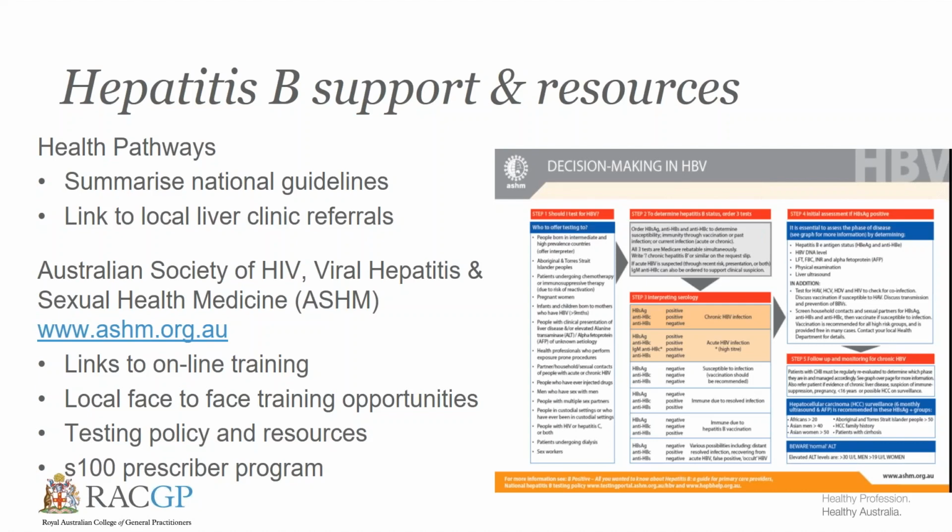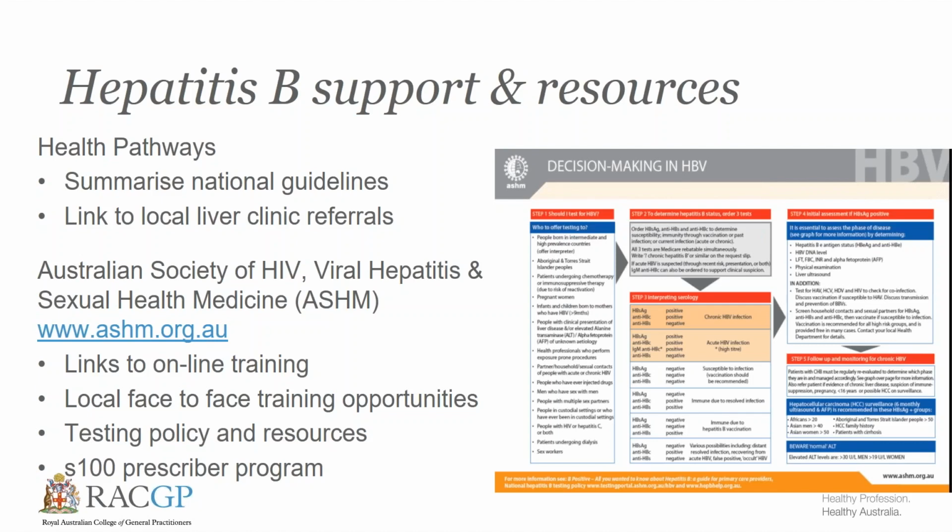The other thing, and this is a resource that's in the handouts tonight, so there's a link there to it that you can download, is from the ASHM, the Australian Society of HIV, Viral Hepatitis and Sexual Health Medicine. It's just a 2-pager that is probably useful to print out and really just summarises exactly what we've talked about tonight, how to interpret the tests, what tests to do for monitoring, etc. I think it's an excellent summary.